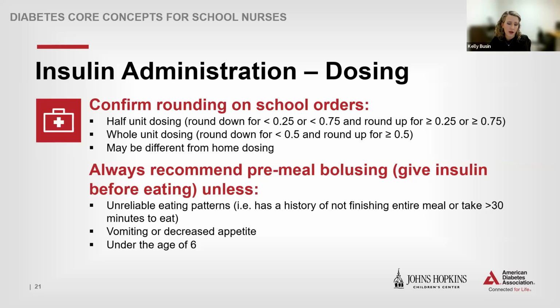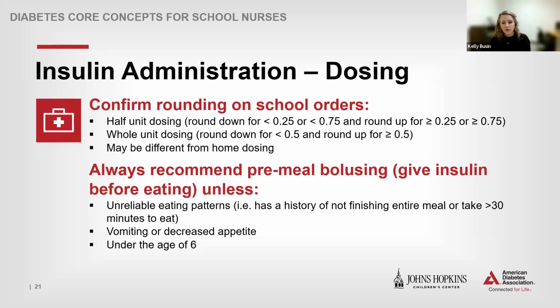And this would be for students who have unreliable eating patterns, like maybe they have a history of not finishing their meals, or maybe they have slower digestion, so their food might take a little bit longer. And then maybe they have a history of vomiting after they eat, or maybe they simply take more than 30 minutes to finish their meals. And so bolusing before they eat and before their food begins to digest would actually just cause a low blood sugar. So generally speaking, most children under the age of 6 aren't recommended for pre-meal bolusing because they tend to have these unreliable eating patterns that I just mentioned.